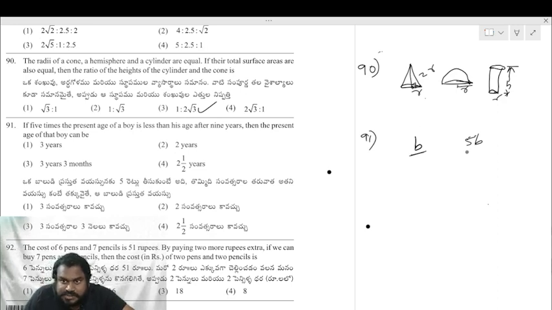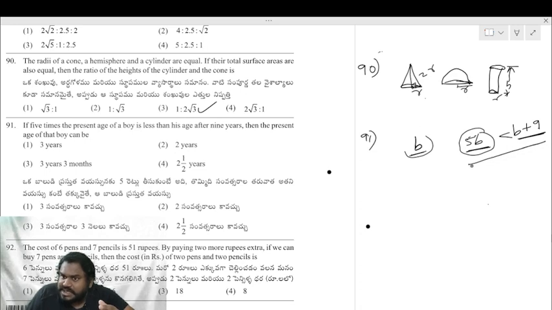5 times his present age will become 5B. This 5B should become less than what? Less than his age after 9 years. Now he has 5B, his age. After 9 years, he will have B plus 9, right? So B plus 9 should be greater than 5B. What is the age that satisfies this condition? So in place of B, what should I put? That is the condition we need to satisfy to get the answer.